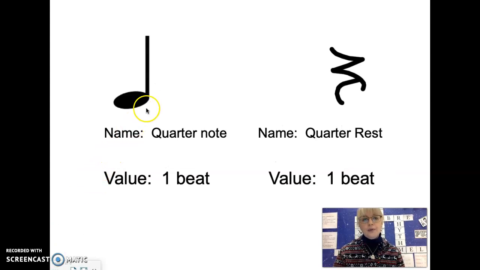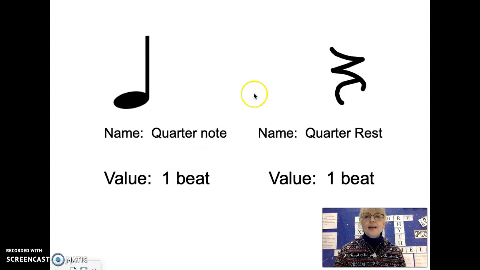Next, we have our quarter note. Notice that now the oval is colored in and it has a stem. Again, the stem can go up or down. A quarter note is worth 1 beat of sound. We call it ta. So when we see a quarter note, we will say ta and clap once.